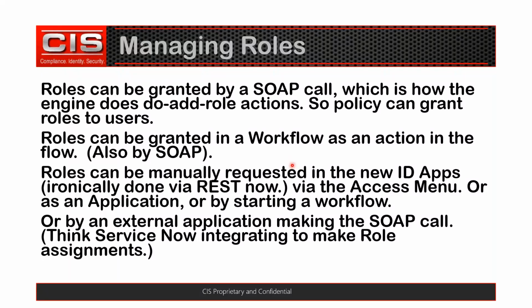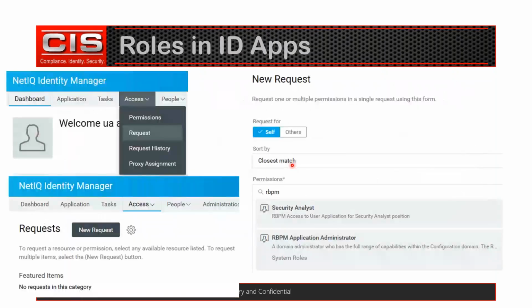You can manually request them in the new identity apps, which is actually done by REST if you're in the new API, in the new UI. Or imagine an external system. So if you had ServiceNow, you could tell it, go make a REST call or a SOAP call to the identity app to start handling it.